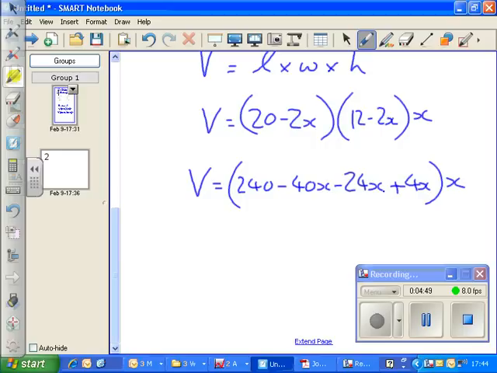Could you not write 240x minus 40x squared minus 24x squared plus 4x cubed? Yes. Well, you mean you're going to times that by x? Yes, I could have taken either of these brackets and times them by x first and then done this. It doesn't matter what order you do it in.